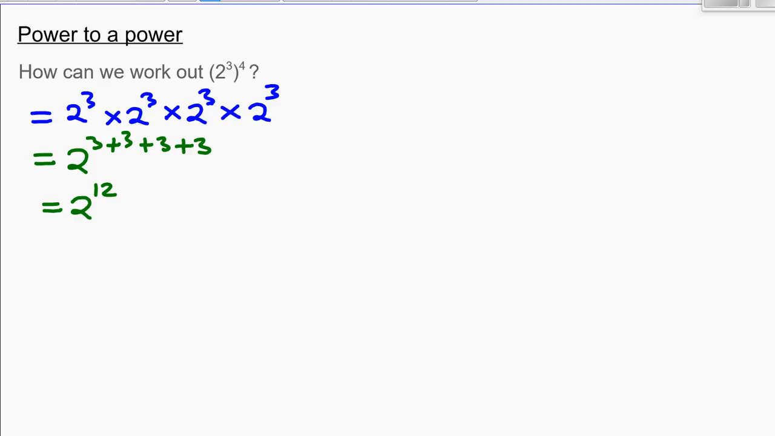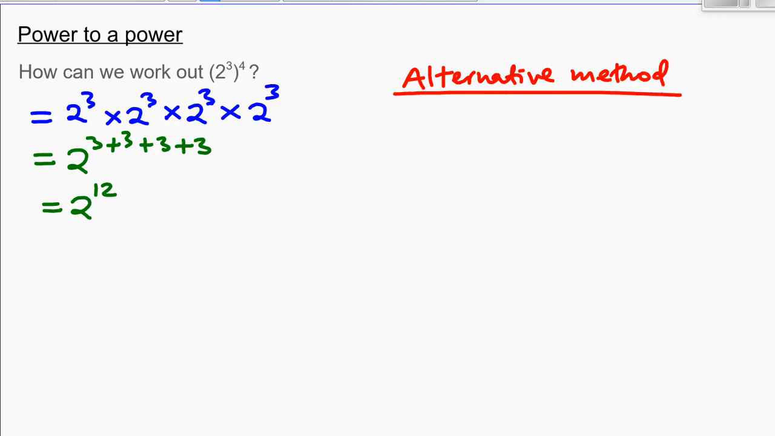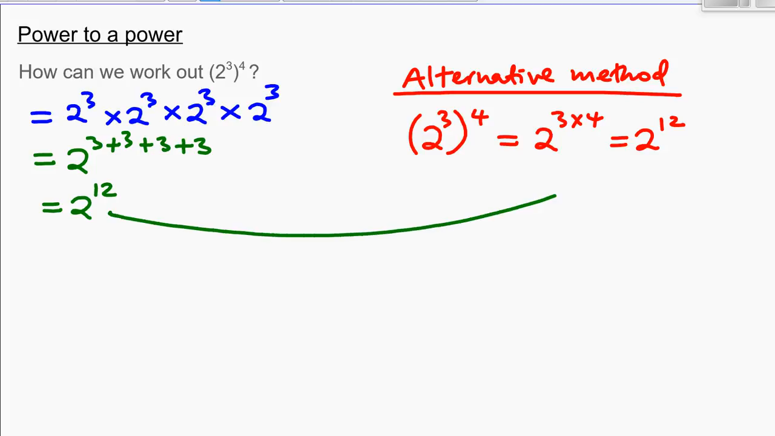But there's a problem. Suppose we use an alternative method. So let's use an alternative method to see if we can notice something here. Now, if you look at this question here, you have 2 to the power 3 to the power 4. That is the same as 2 to the power 3 multiplied by 4, which is 2 to the power 12. Now, these answers here are exactly the same. And the alternative method is actually easier.